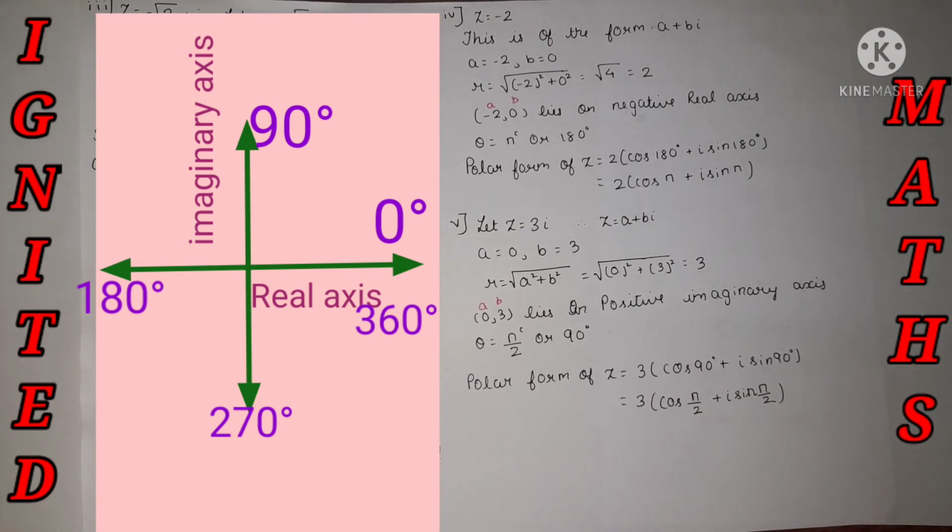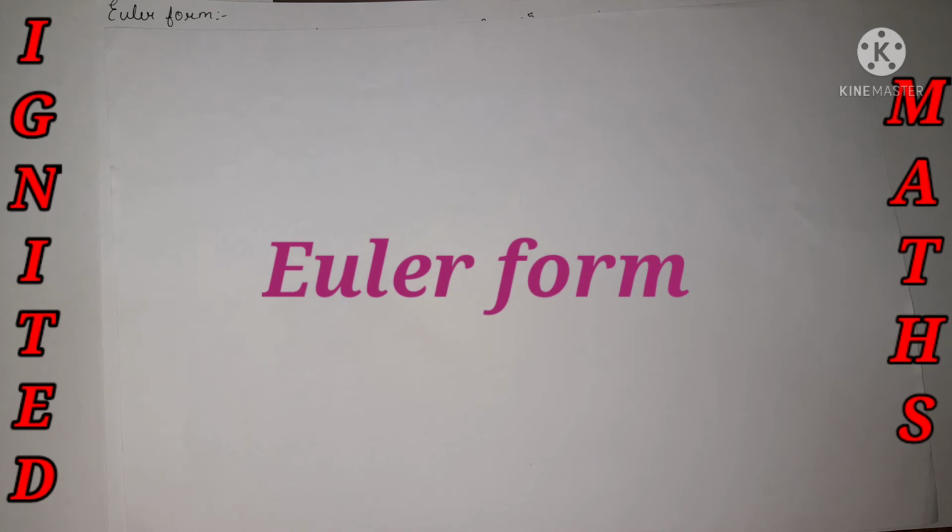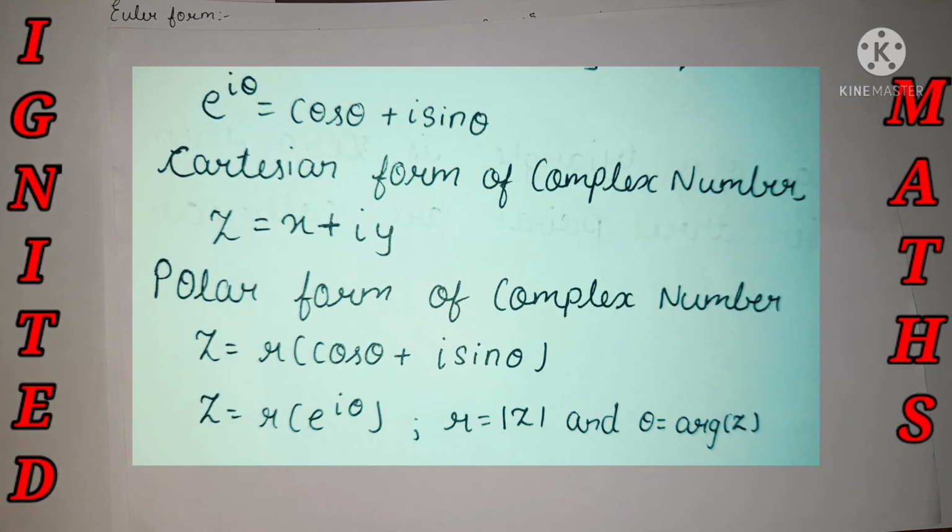Now let's move to the Euler part. We have seen the Cartesian form of the complex number and the polar form of the complex number. Now we are going to represent the complex number in Euler form, the exponential form. Here I'll give a small recap, though we have already done the complete derivation: e raised to i theta is equal to cos theta plus i sin theta. Let z is equal to x plus iy, the Cartesian form of the complex number.